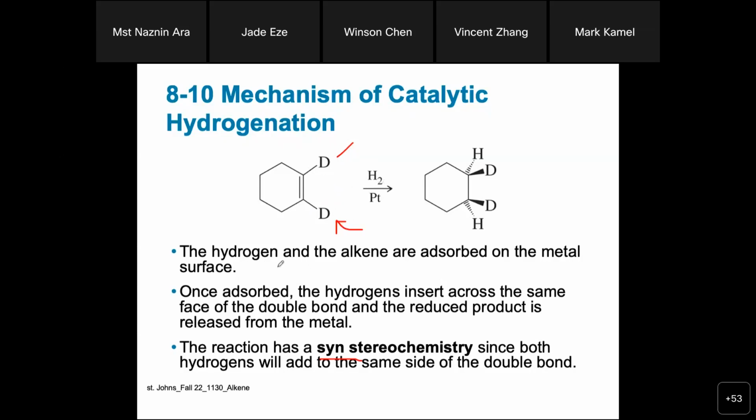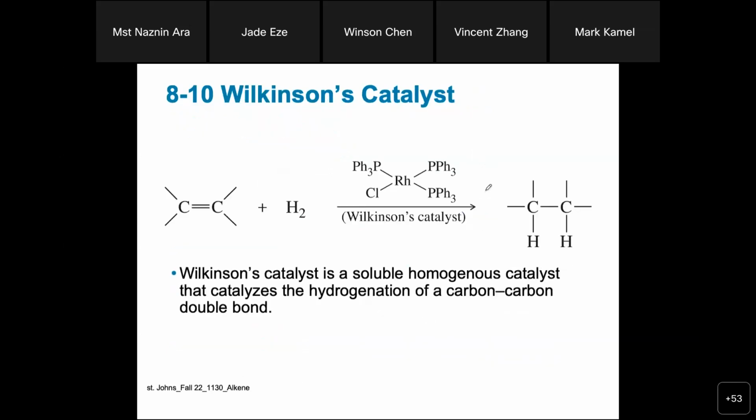So the hydrogen and the alkene are adsorbed on the metal surface. Once adsorbed, the hydrogen inserts across the same face of the double bond, and the reduced product is released from the metal. So the same principle applies, and this is syn stereochemistry, since both hydrogens will add to the same side. So different types of enantiomers will not form.